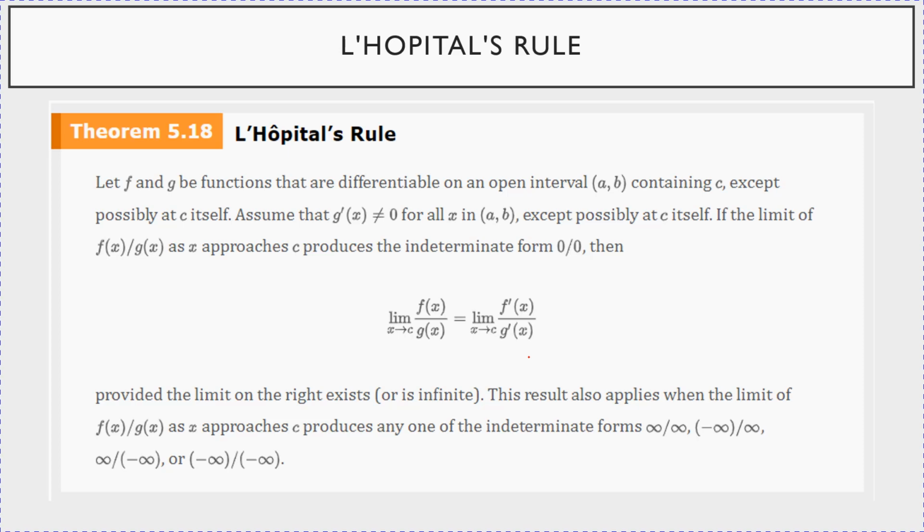So this result can also be applied when the limit of f of x divided by g of x as x approaches c produces any of the indeterminate forms. When you have infinity over infinity, or negative infinity divided by infinity, or infinity divided by negative infinity, or negative infinity divided by negative infinity, whenever you have these indeterminate forms, you can apply L'Hopital's rule. All right, let me show you that this works on the next slide.